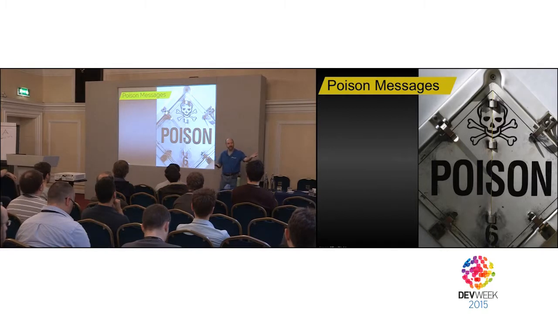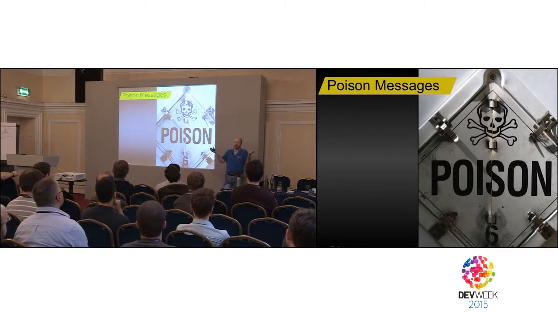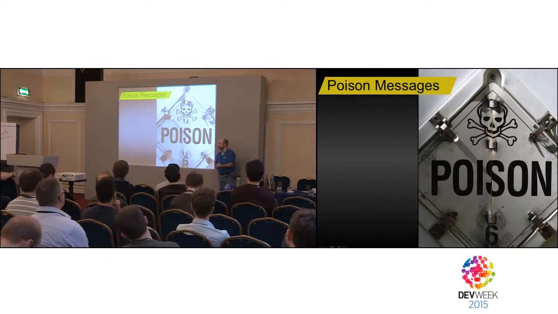So what happens with a poisonous message is the consumer pulls that message off and he starts to work with it, but he doesn't know how to deal with it. So he blows up, right? Or he at least goes, I don't know, right? So this can happen because the wrong message got delivered to the queue that he's consuming.